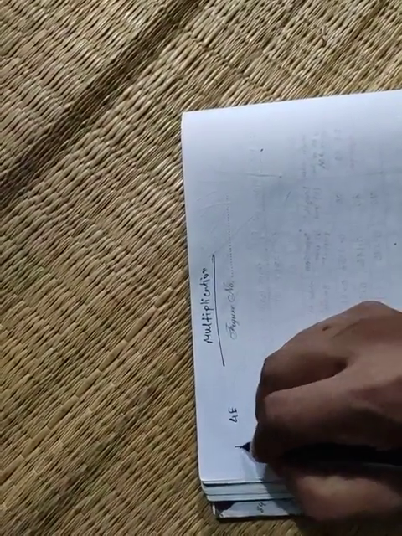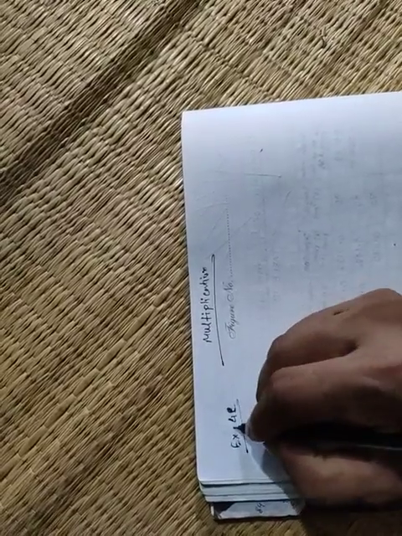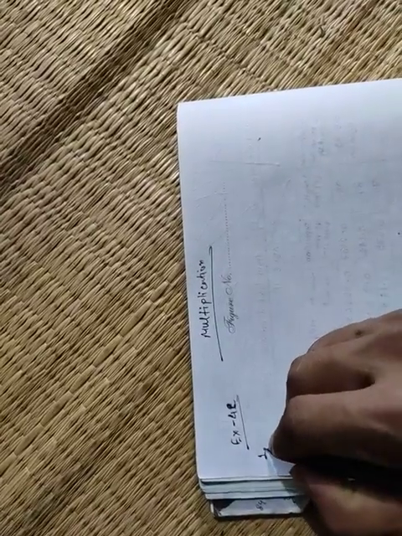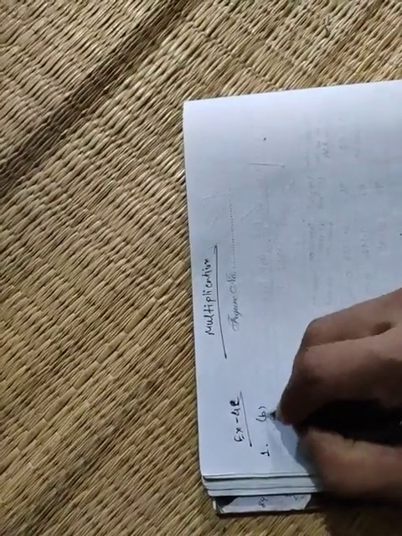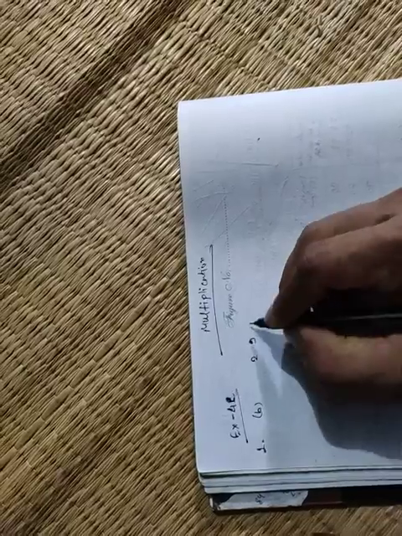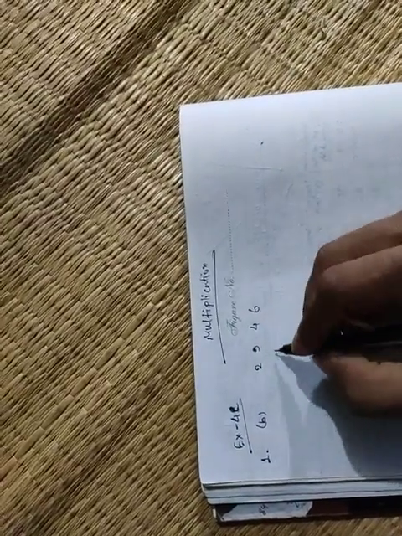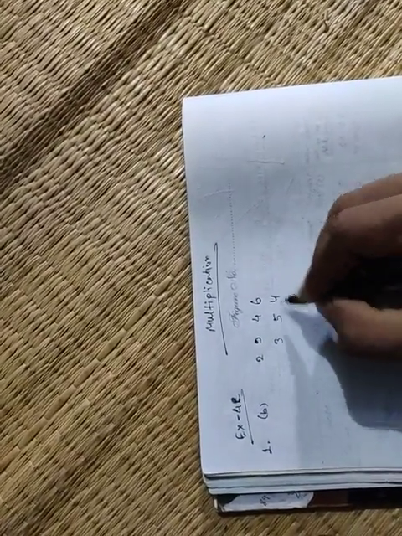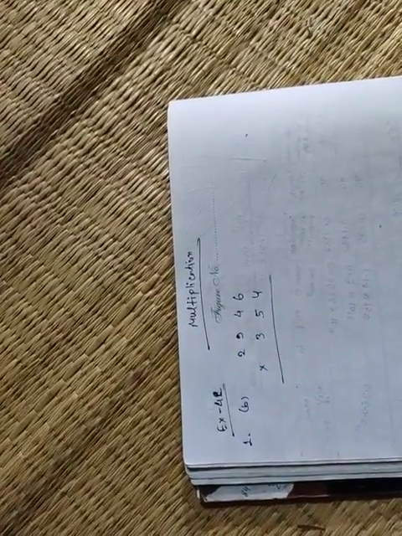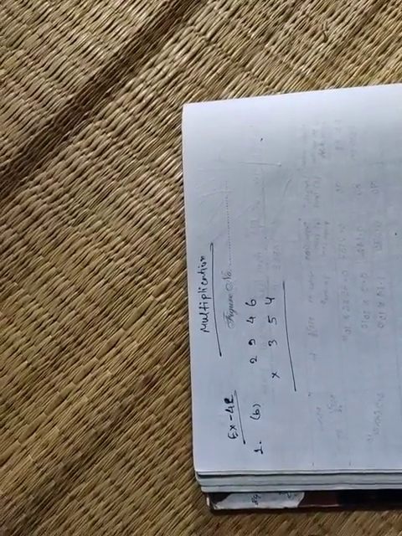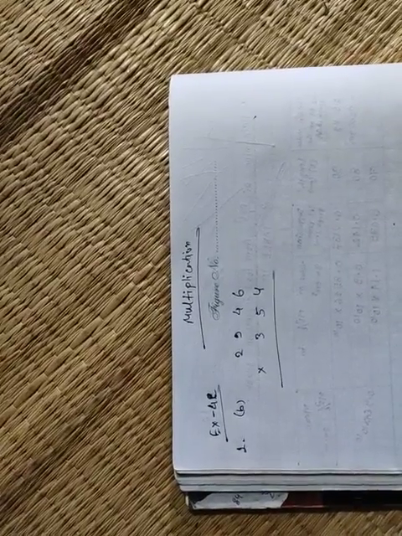So how can we do the multiplication? I am giving you an example from your exercise 4C, number 1B. 2946354. Now we can do the addition and subtraction easily. Here addition is required.